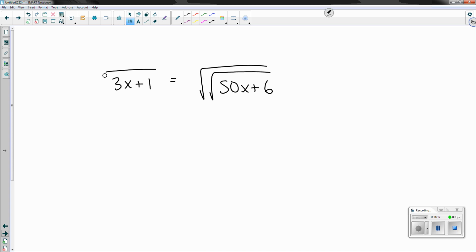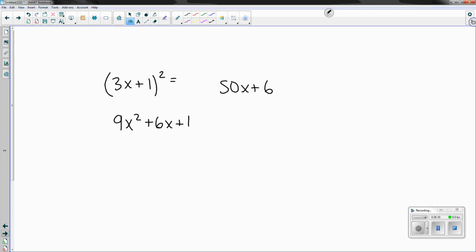I would do it again to get rid of the second layer. And I would have to do it one more time to get rid of this last one. But remember, we're squaring both sides, so I have to square this side when I remove that last one on the right. So we're going to get 9x squared plus 6x plus 1 equals 50x plus 6. So this is what the result is after removing all the radicals.